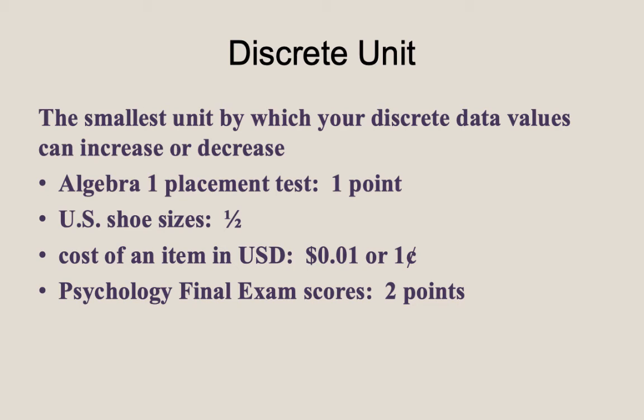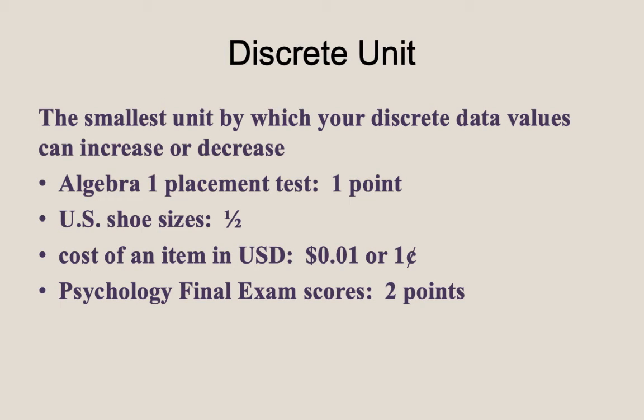We will define the discrete unit for a variable as the smallest unit by which the values for the variable can increase or decrease. For our Algebra 1 placement test, there was a point for each correctly answered question, so the discrete unit was 1 point. US shoe sizes are a variable that has a discrete unit of 1/2. For example, you might wear a 9, a 9.5, but there is nothing between those two values of 9 and 9.5. The cost of an item in US dollars has a discrete unit of 1/100th, $0.01 or 1 cent. This is the smallest increment between two prices that you can observe.